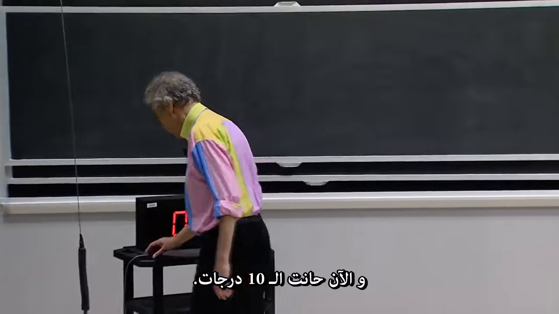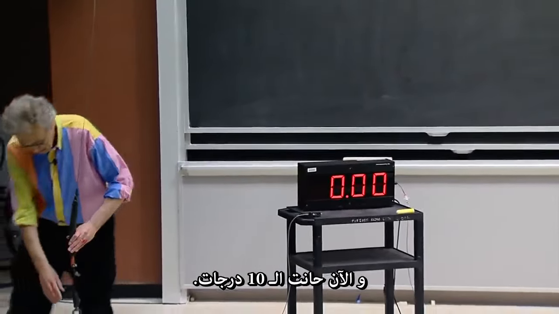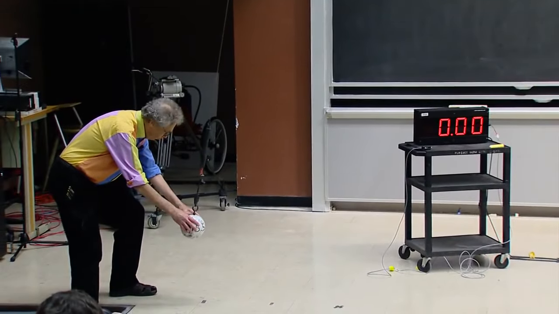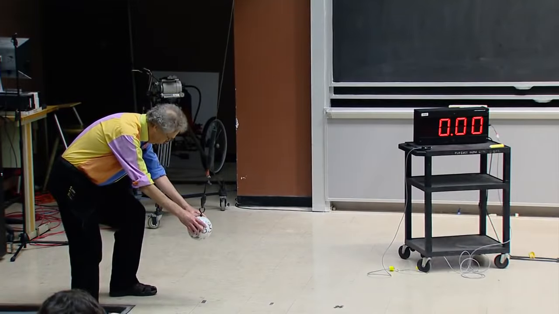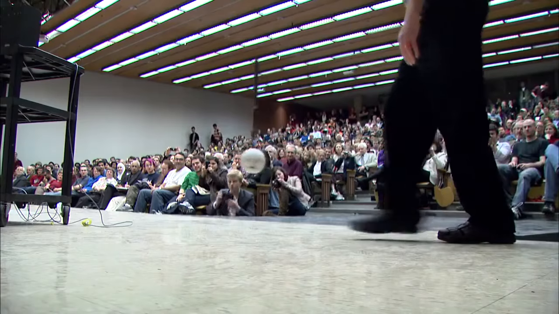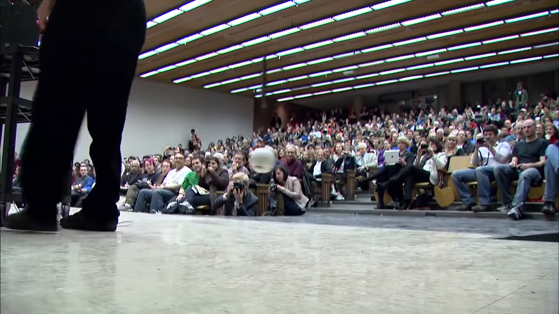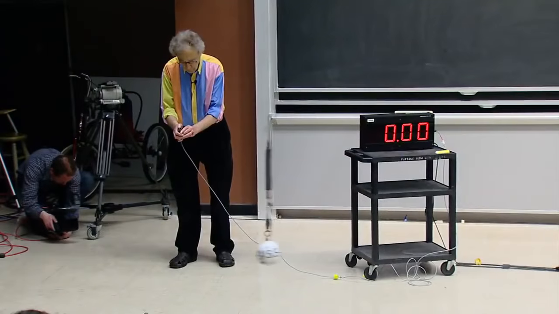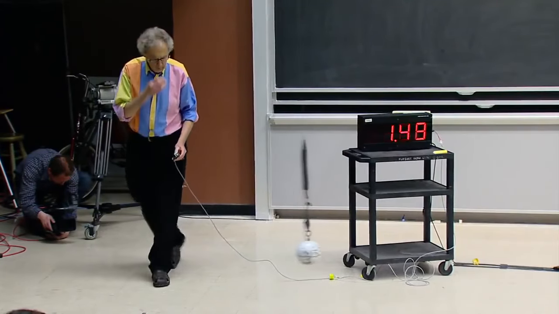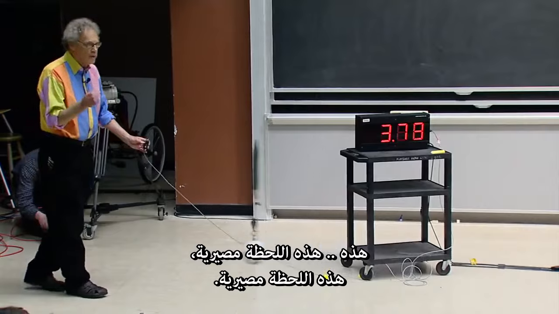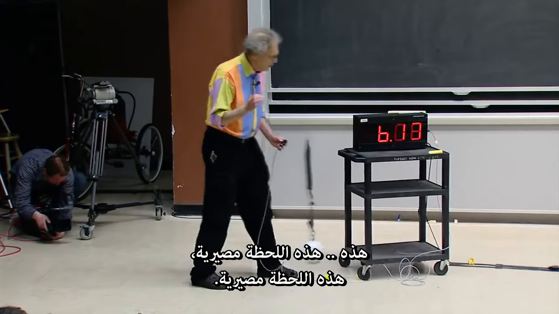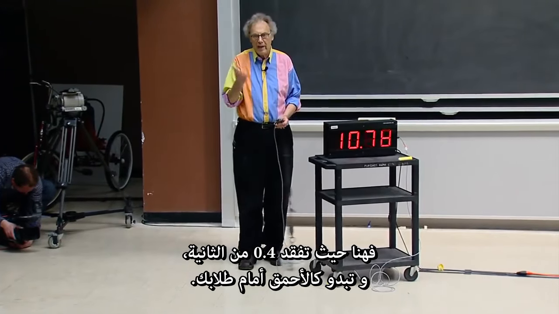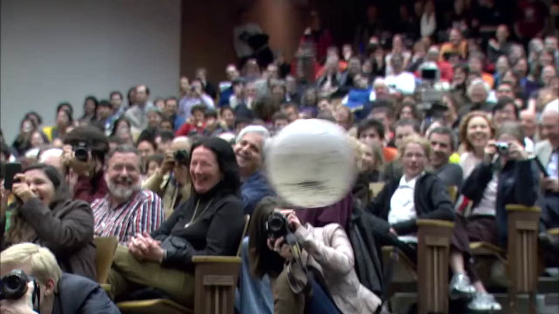So, now 10 degrees. That moment is crucial. That's where you can lose 0.4 of a second and then you look like an idiot in front of your students.